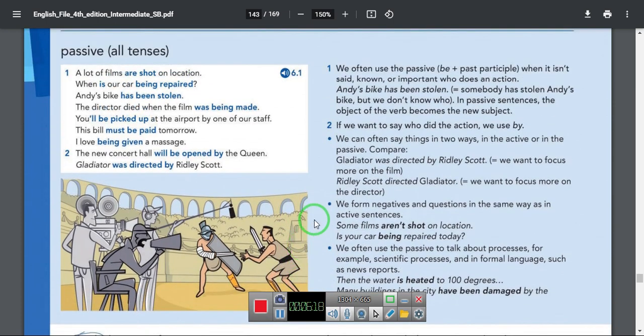Okay, number 1. We often use the passive, be plus past participle, when it isn't certain or known or important who does the action.